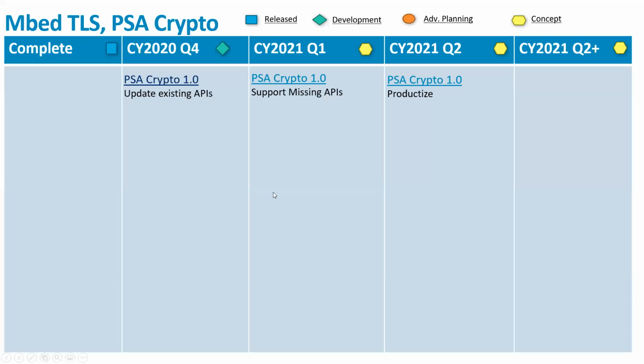From a roadmap perspective, the next strand of work is something we are yet to touch in Mbed TLS: 1.1 is the future specification. The focus now is to be compliant to the PSA Crypto 1.0 specification.